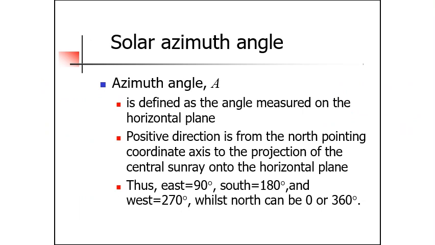For finding azimuth angle, we have to find the positive direction from the north pointing coordinate axis to the projection of the central sun ray onto the horizontal plane. So we go clockwise in this way. If this is the north, I'll move clockwise. 90 degrees will be the east, then 180 degrees will be the south, while west will be at 270 degrees. Then back to north again, we come back to either 0 or 360 degrees.